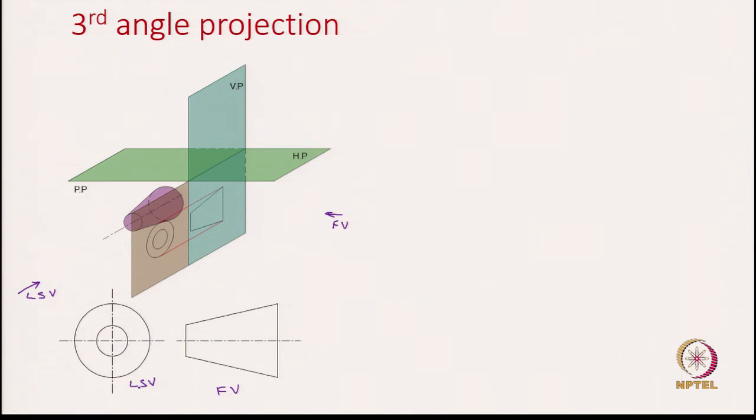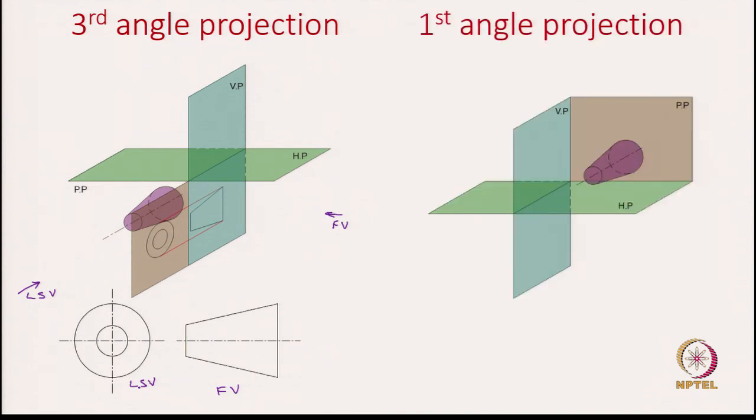Okay. So, now let us repeat the same process for the first angle projection and see for the same object how these views look. Again we take these horizontal and vertical planes and make them into 4 quadrants. We place the same object in the first quadrant. So, here is this frustum of a cone in the first quadrant, and when we are trying to capture the front view, we capture it on the vertical plane. Again we get the same view, the trapezium, as the front view.